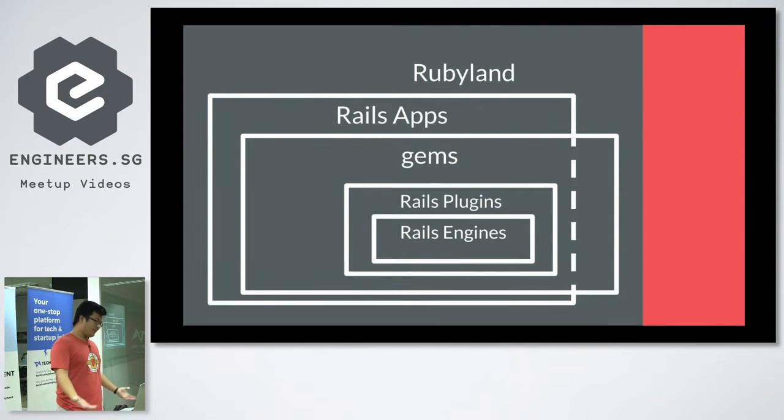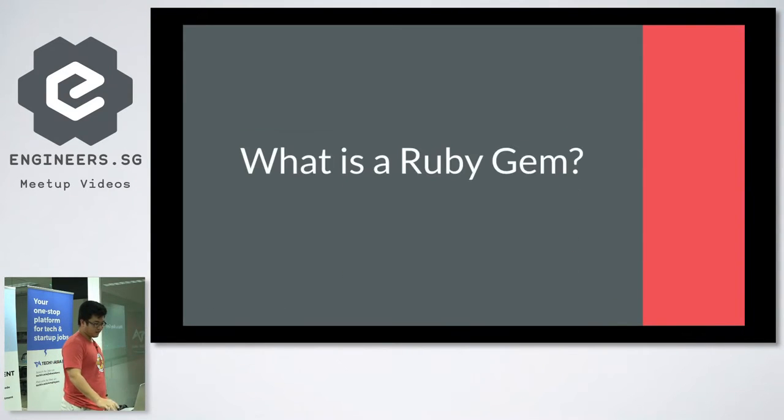In Ruby land, we have many Rails apps. Most of our code actually are gems. Some of these gems are these things we call Rails plugins. And some of the Rails plugins are called Rails engines. Rails plugins actually existed a long time ago, but they've changed now. And I forgot my flow.